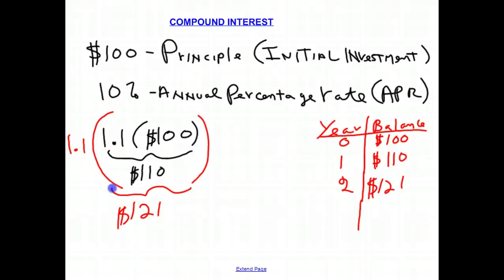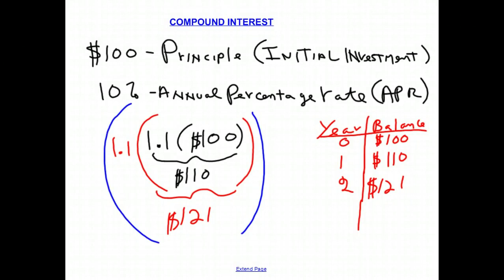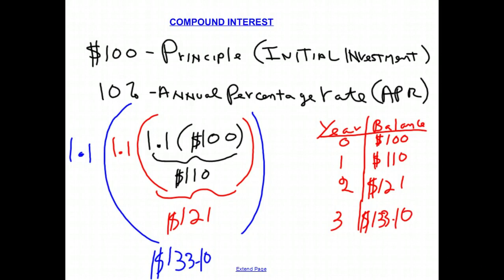Let's move all this over a little bit. And now for year 3, we want to multiply our $121 by 1.1 again. And it turns out that when we do this multiplication, we get $133.10. So let's put that over on the right side here, that at the end of year 3, we have $133.10. And of course, we could keep going on and on.